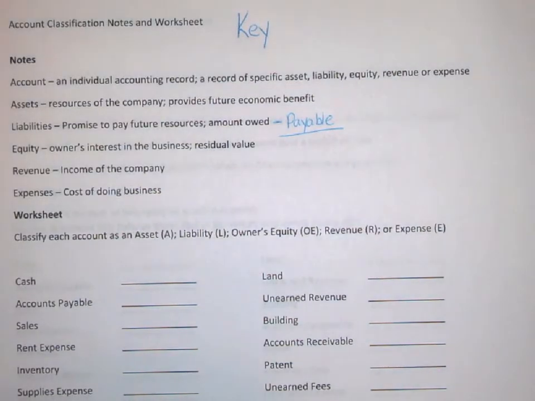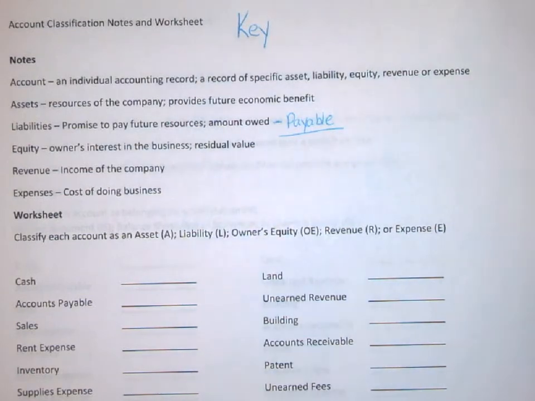It also looks at how the business is financed, because the assets of the business can be financed through liabilities, where you owe someone else, or the owner can actually supply the money. We also have revenues, which is income of the company, and then we have expenses, which is the cost of doing business. So with the worksheet that we're looking at right now, we have to look at each individual account and describe whether or not it's an asset, liability, owner's equity, revenue, or an expense.